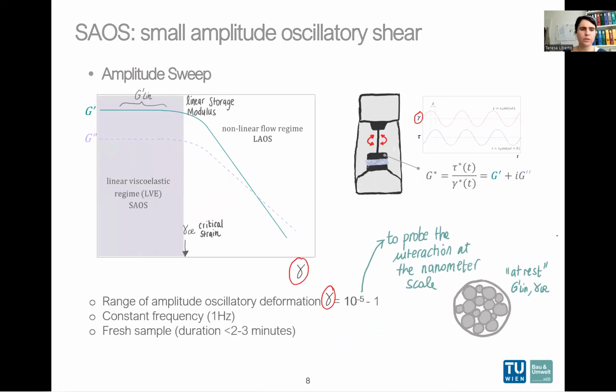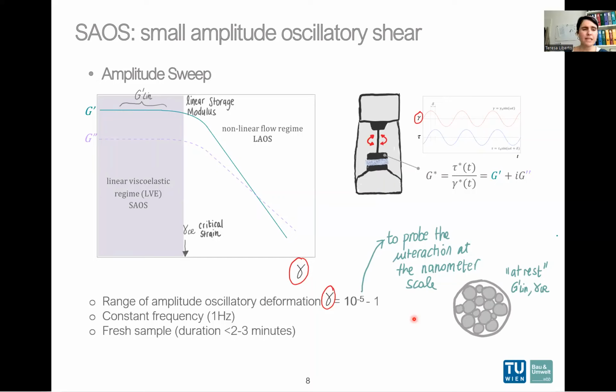What we can do with SAOS? So the first test I do every time I have a new material is the amplitude sweep, which consists in imposing a range of amplitude oscillatory deformation from a very small value, as you can see here, 10 to the power minus 5, to probe the interaction at the nanometer scale at an imposed constant frequency, because cementitious materials are not dependent from the frequency we choose.